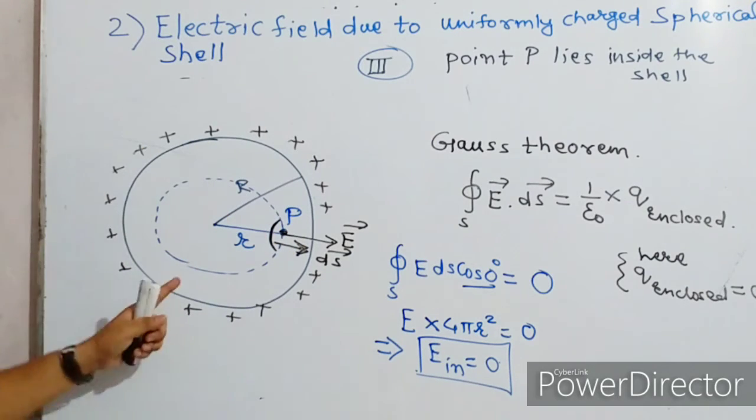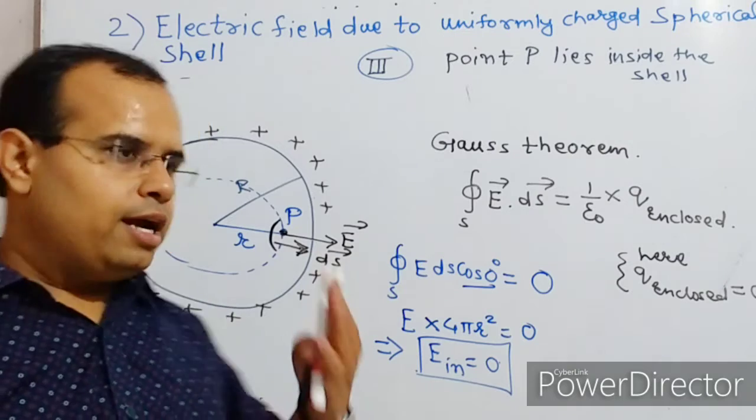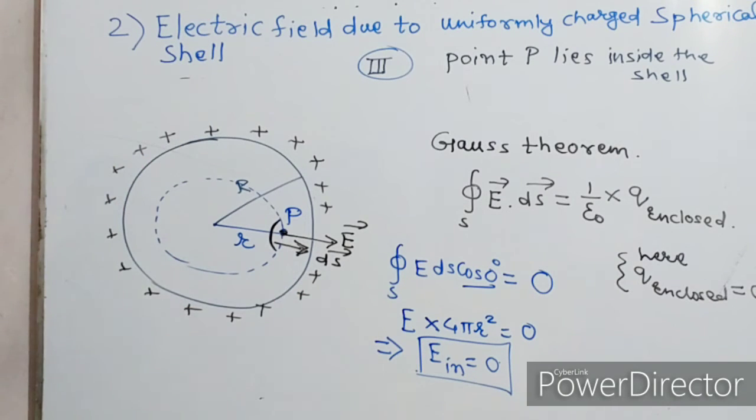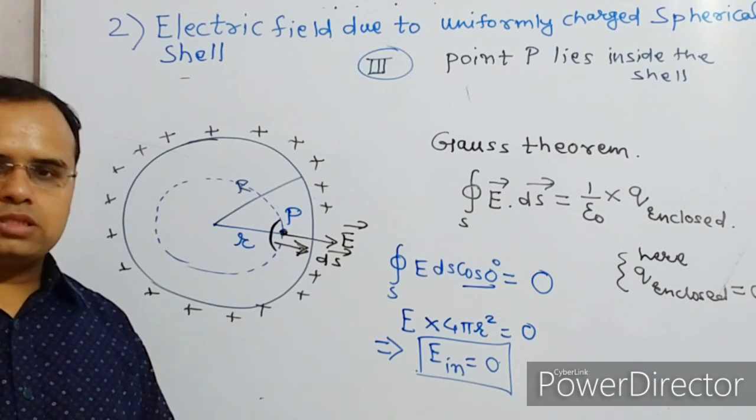So this is how you can find the electric field intensity at a point which is lying inside the spherical shell, and this electric field intensity is 0. I hope it is clear to you.